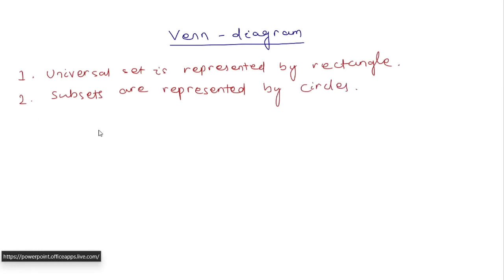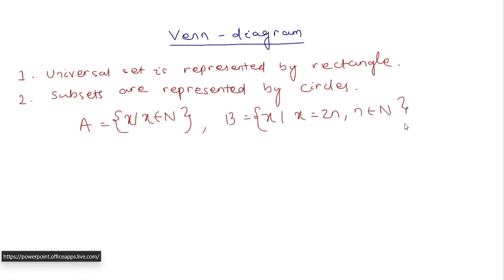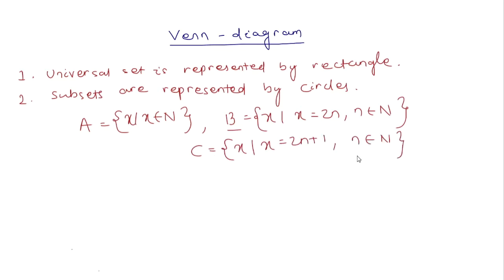So let A be a set {x : x is a natural number}, and B be a set {x : x = 2n, where n belongs to natural numbers}. That means B is a set of even natural numbers, and C be a set of odd natural numbers. So how can I represent it in Venn diagram form?